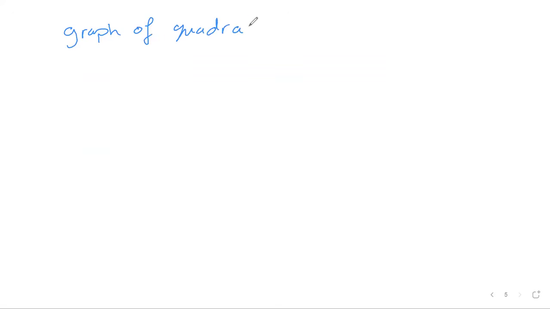So the graph of a quadratic function is called a parabola, just like that of a linear function is called a straight line or a line. That of a quadratic is called a parabola, like that. The graph of a quadratic function, or a parabola.